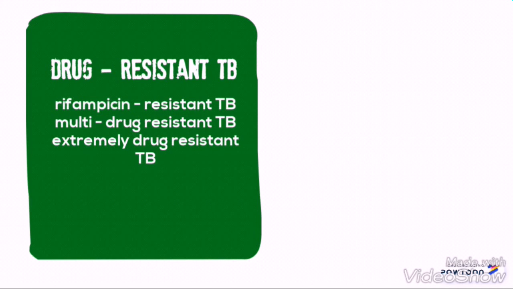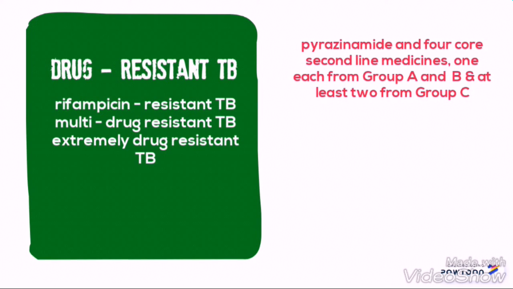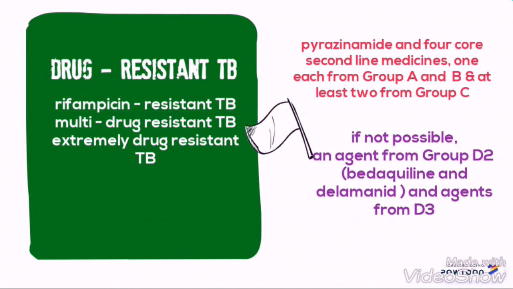Treating these types of TB is much more complicated, involving first and second-line drugs from groups A, B and C, or new generation drugs such as bedaquiline and delamanid from group T2 or other agents from group T3.